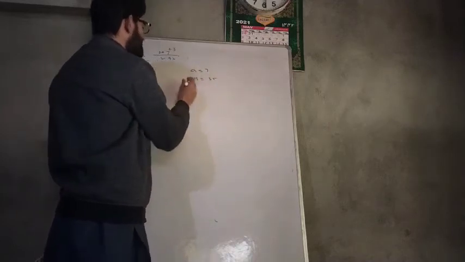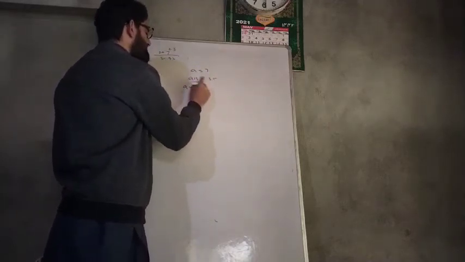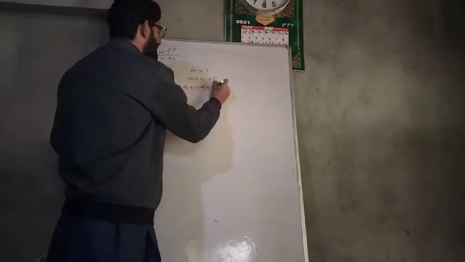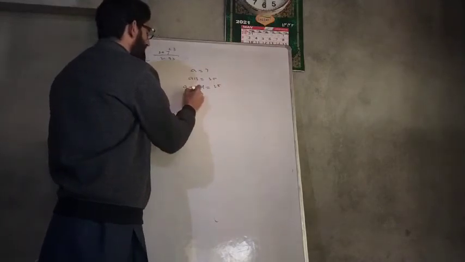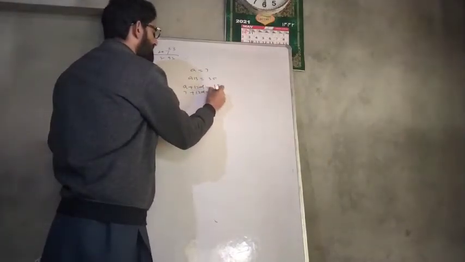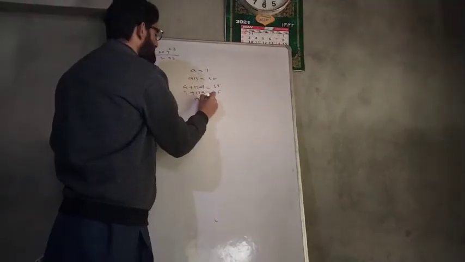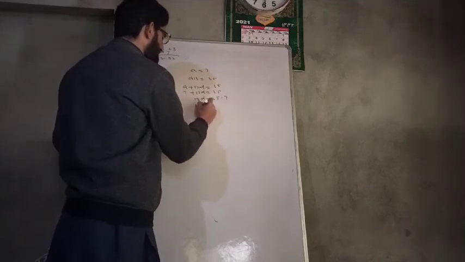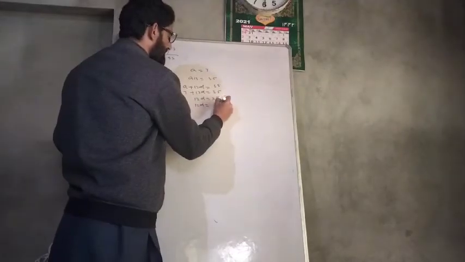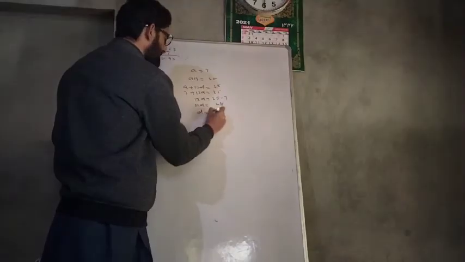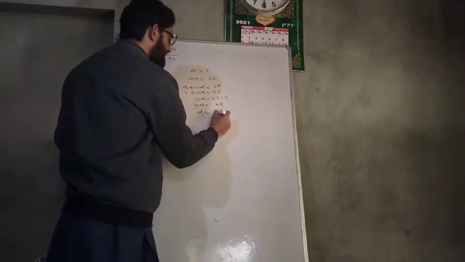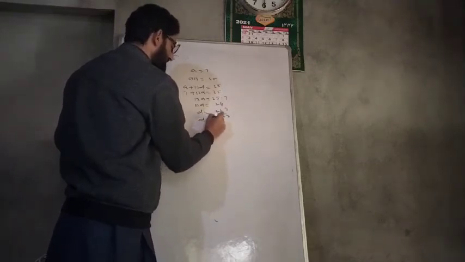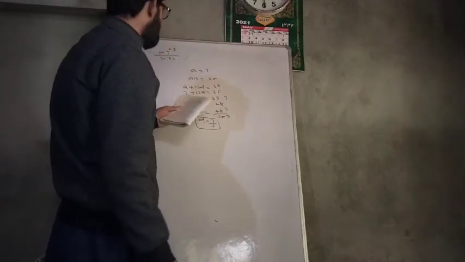Now what is a13? This you know is a plus 12d, the 13th term, which is equal to 35. You substitute the value of a: 7 plus 12d is equal to 35. So 12d is equal to 35 minus 7, which is 28. What is d? It is 28 by 12, so 4 sevens are 28, 4 threes are 12. d is 7 by 3. Now we know d.